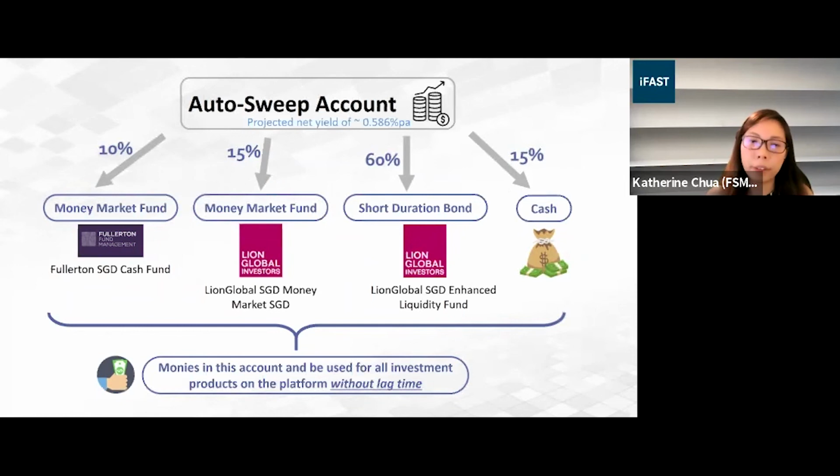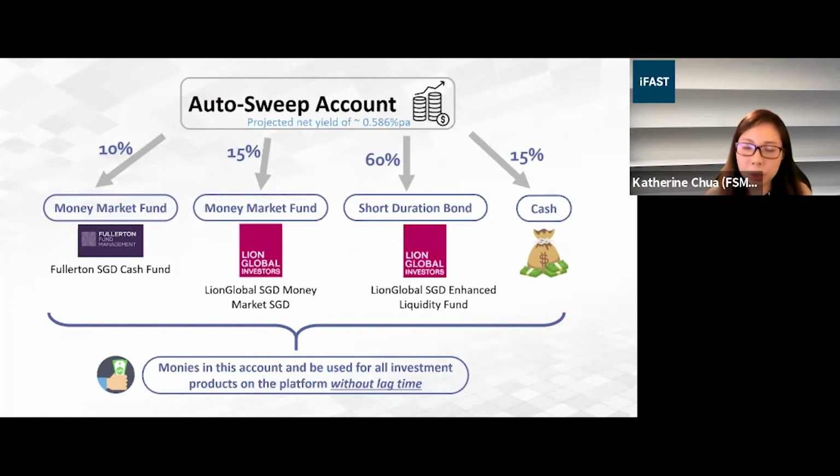All these are very safe segments of the fixed income markets, like money market funds, for instance, the Fullerton SGD Cash Fund. They just take your Sing dollar and put it in various bank short-term fixed deposits. That's all. It's not even into any investment products at all. The placement period for the funds is usually less than 4 weeks, so they are very liquid. And also other funds like your Lion Global SGD Money Market Fund.